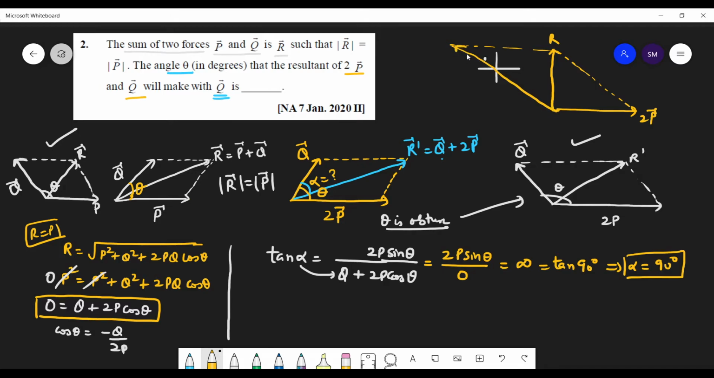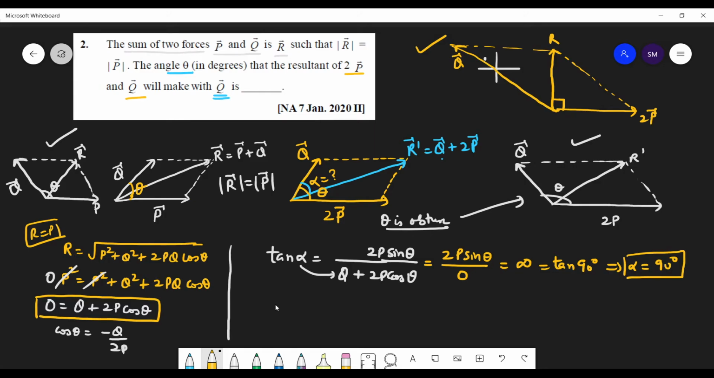That will be your angle, vector Q, and this vector 2P. So from here I come to know that this angle is 90 degrees, so I will draw it like this. This is a very prominent question that is asked in exams, that this resultant is making an angle of 90 degrees here because of this special case. This question is asked in many ways.